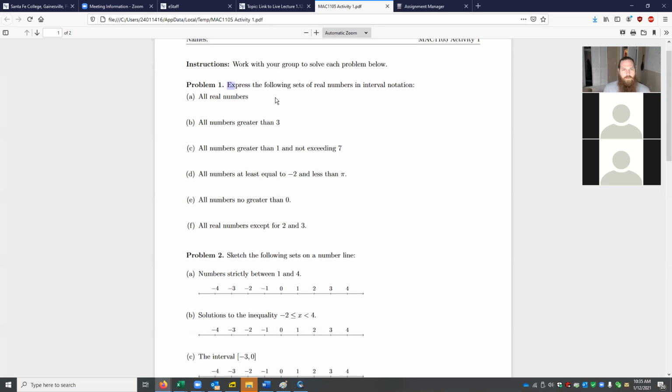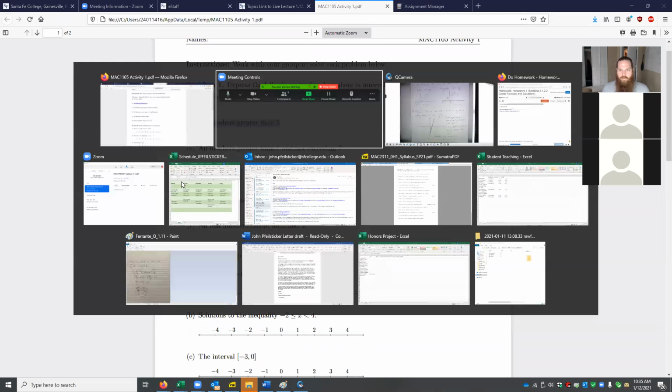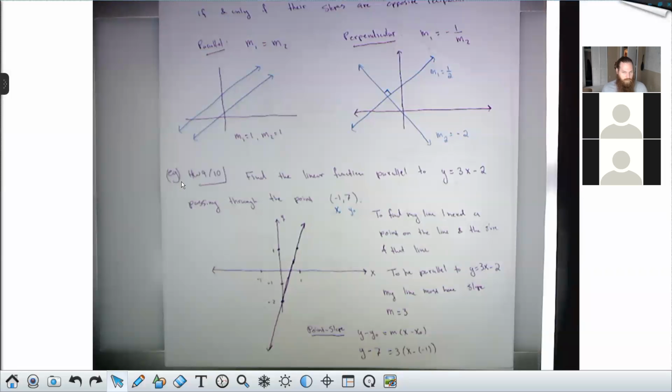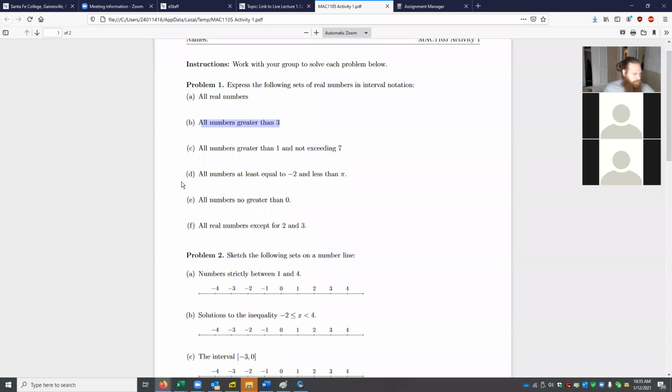So if I wanted to, in interval notation, express, for example, in B here, all numbers greater than 3, what would that look like? What would the endpoints of the interval be? And what kind of delimiters would I use, brackets or parentheses? Wouldn't 3 be in brackets and then the rest be in parentheses?